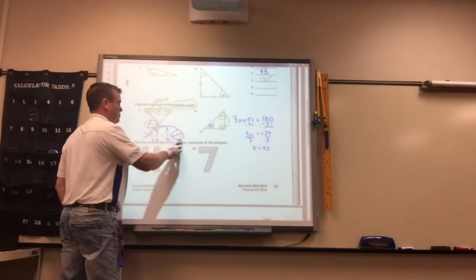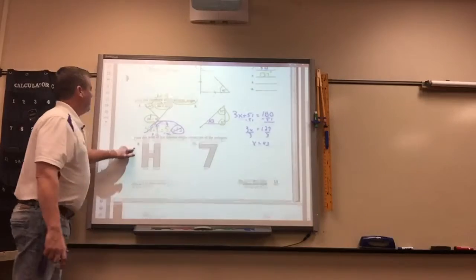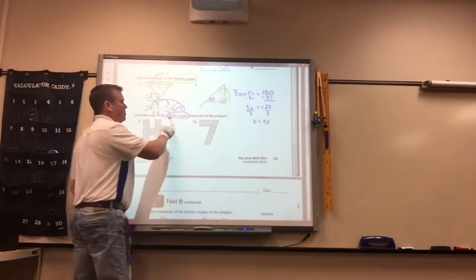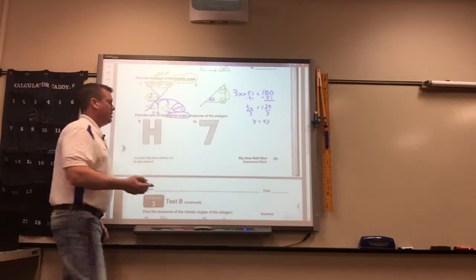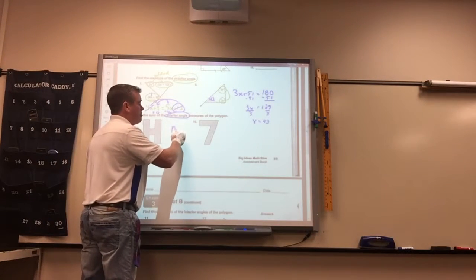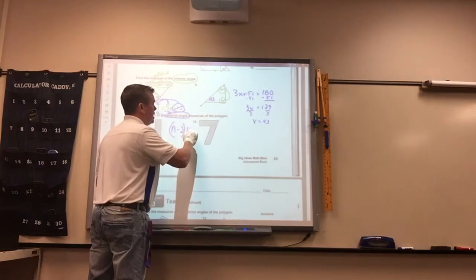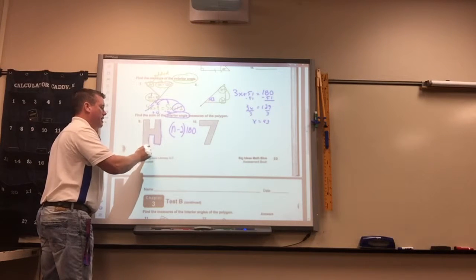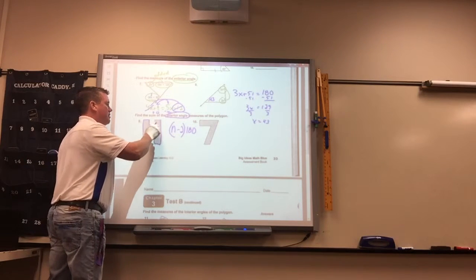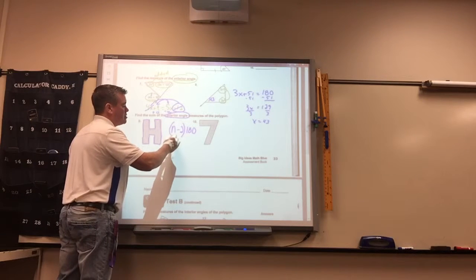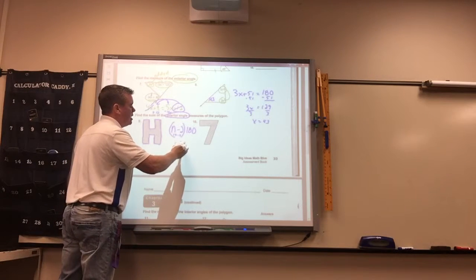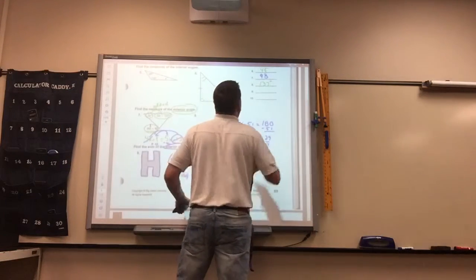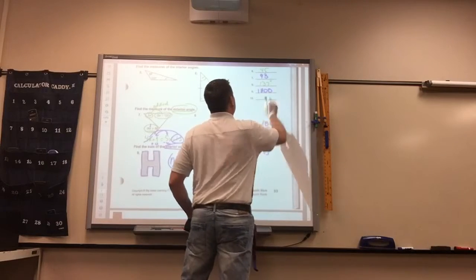What was number 6? Okay, to find the sum of the interior angles, you need to memorize this formula. It is the number of sides minus 2, times 180. So you have to count the sides. There's 1, 2, 3, 4, 5, 6, 7, 8, 9, 10, 11, 12. So 12 minus 2 is 10, times 180, which is 1800.